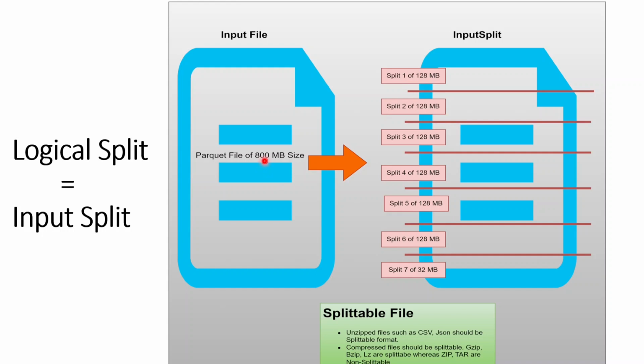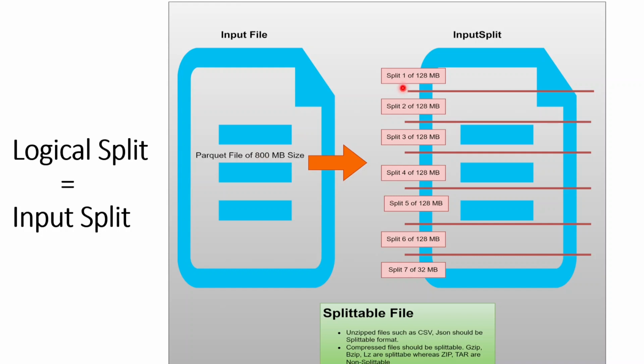The first split will take 128 megabytes from this Parquet file. Then the remaining 672 megabytes will be there. Again, it is higher than 128, so it will be split again. Then it will keep on splitting. Finally, the last piece will have only 32 megabytes. So basically, this 800 megabytes is being split into 7 parts.